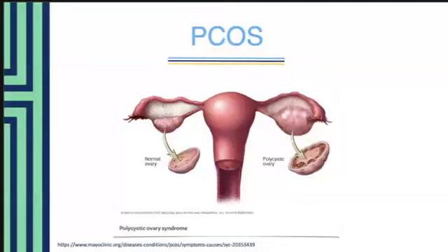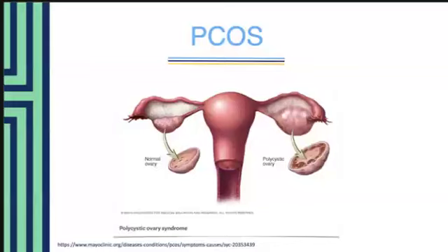The typical hormone profile shows an elevated LH-FSH ratio due to the inappropriate secretion of the gonadotropin. The increased LH stimulates the ovarian androgen production, while relatively low FSH impairs follicular maturation, leading to anovulation and the formation of polycystic ovaries. Now, this is a vicious cycle.